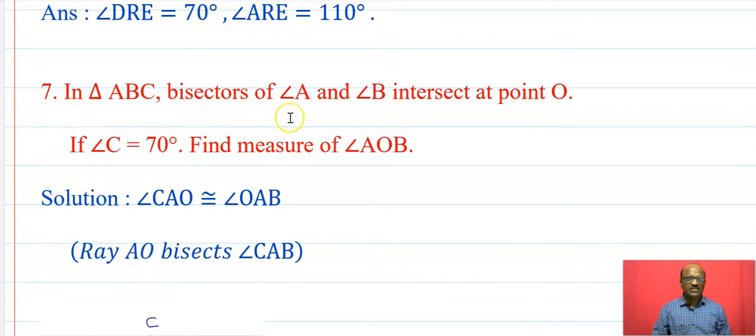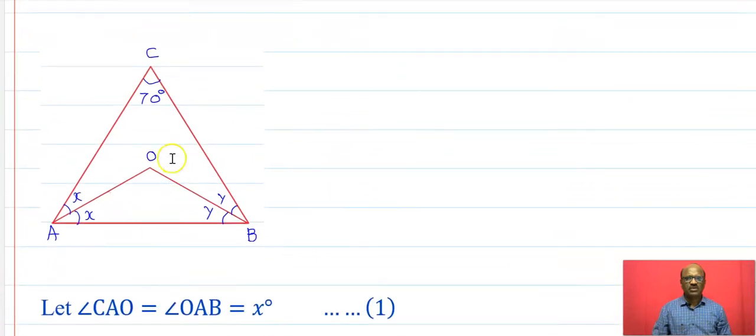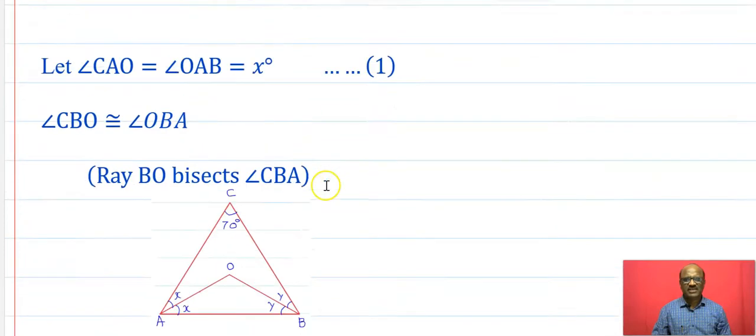In triangle ABC, the bisectors of angles A and B intersect at the point O. Measure of angle C is equal to 70 degrees. Find the measure of angle AOB. We have just proved this theorem: measure of this angle AOB is equal to 90 plus 1 upon 2 measure of this angle C. That we can find out.